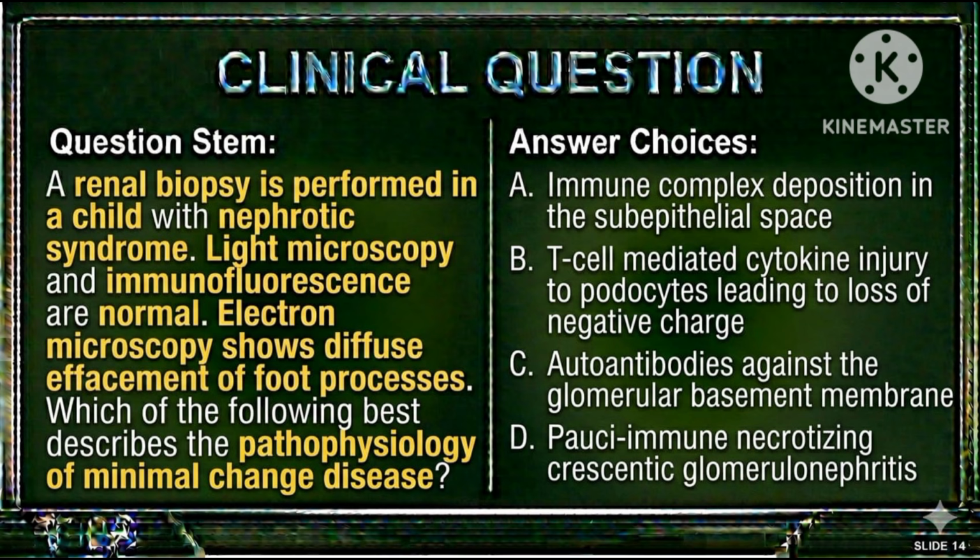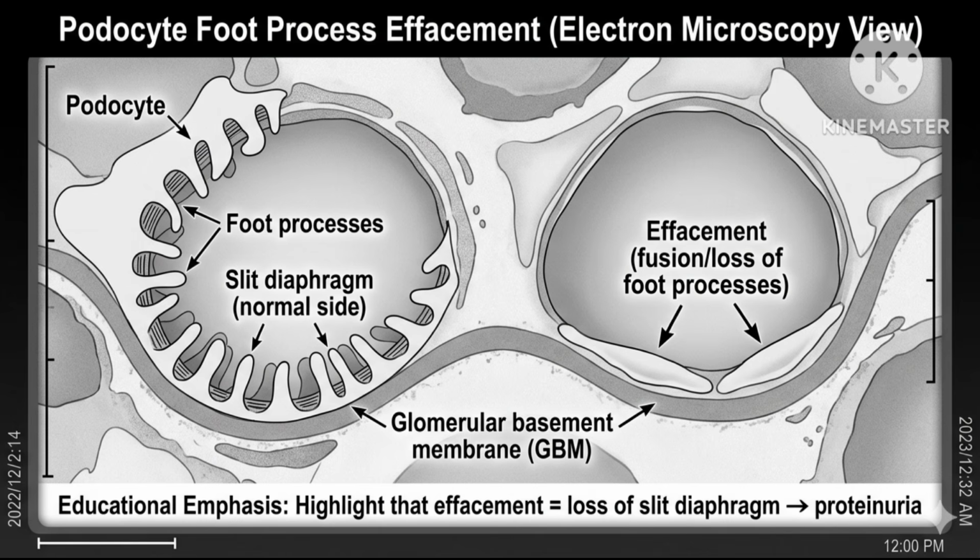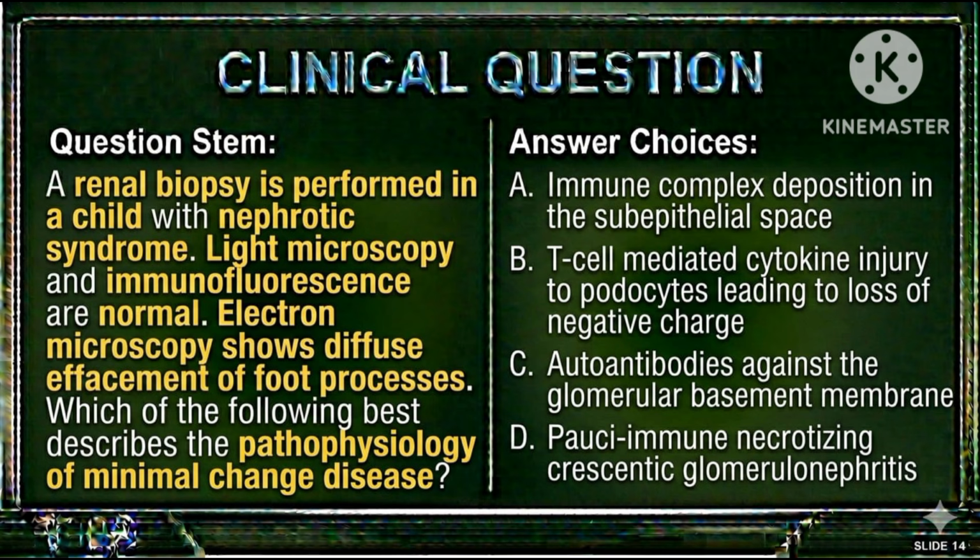Read this question stem. Child with nephrotic syndrome, light microscopy and immunofluorescence are normal. Electron microscopy shows diffuse effacement of foot process. Pathophysiology of minimal change disease: T-cell mediated cytokine injury to podocyte leading to loss of negative charge. Option A. Immune complex deposition in subepithelial space will be seen in membranous nephropathy. Antibodies against glomerular basement membrane will be seen in Goodpasture syndrome, which causes nephritic syndrome, not nephrotic syndrome.